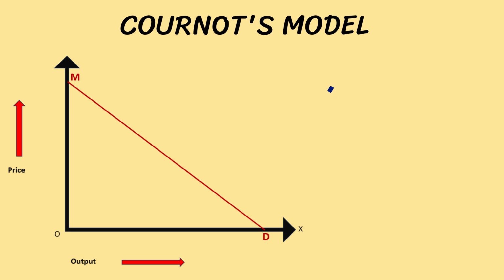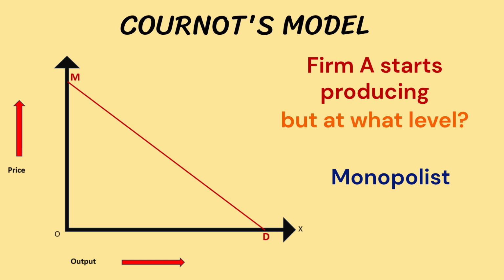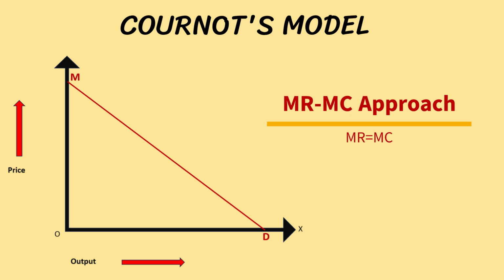Now, assuming that producer A of this model starts the business first, he's the only producer fulfilling the demand for mineral water in the market. So we can say that A is the monopolist at present. Now we need to find out at what level of output and price this monopolist, that is firm A, will earn maximum profits. We'll figure this out using the MR-MC approach, because we will get the required output level and price level at the point where MR is equal to MC.